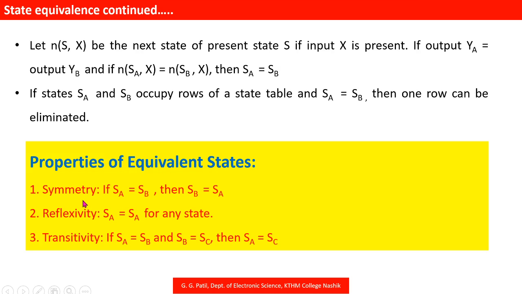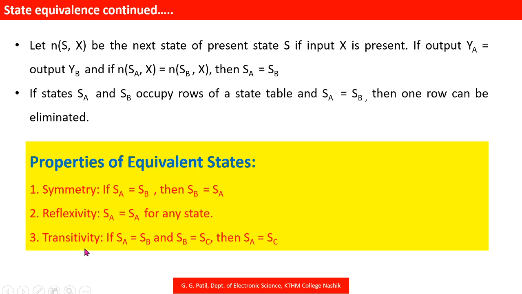The next is reflexivity. Each state is equivalent to itself, that is, SA equals SA, or any state. Each state is equivalent to itself. That is the reflexivity property of equivalent states.